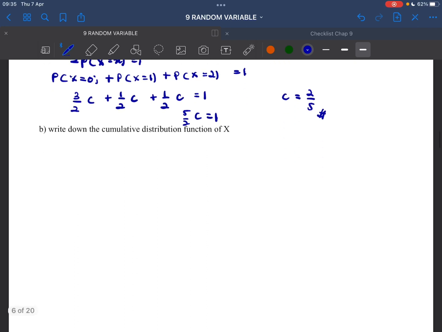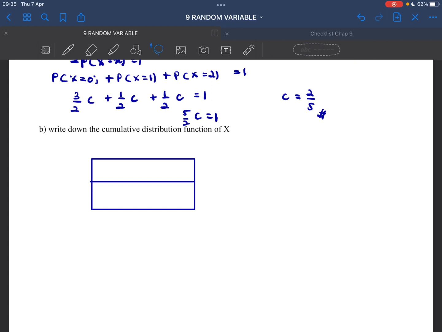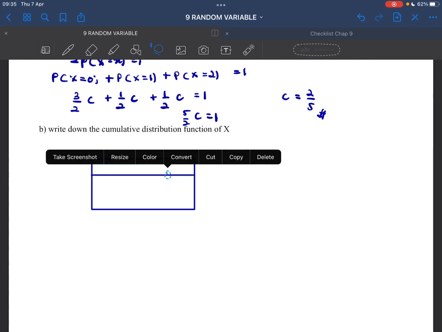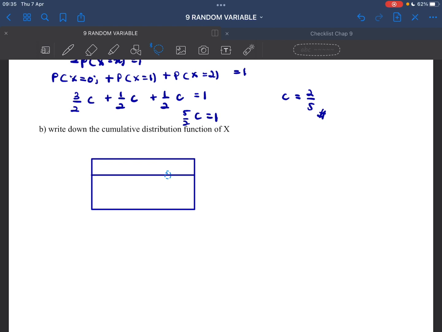Okay, now write down the cumulative distribution function of x. So it's easier if we have the table. If you want to write the CDF, it's easier if we have the table. So let's just quickly write the table first. Okay, so we have the table here.